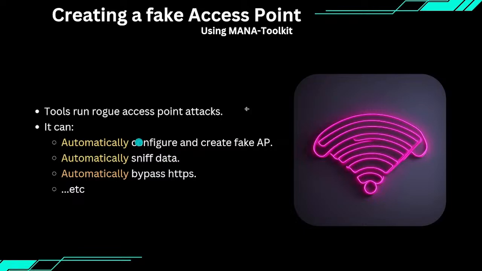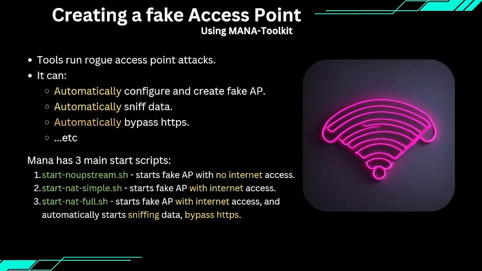It has three main scripts to choose from. start-noupstream.sh. This creates a fake access point without internet access, which is not very useful for our purposes. start-nat-simple.sh. This sets up a fake access point with internet access. Next, start-nat-full.sh. This also provides internet access but tries to automatically sniff traffic, which often fails. I recommend starting with nat-simple and then launching another terminal to run BetterCap for sniffing data and bypassing HTTPS, as we have shown in previous videos.